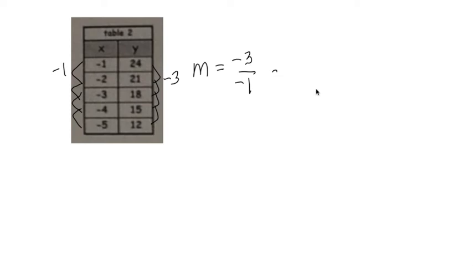And then you have to deal with your integers correctly. Negative divided by negative is a positive. 3 divided by 1 is 3. So our slope is 3.